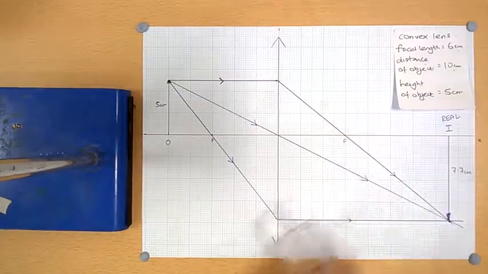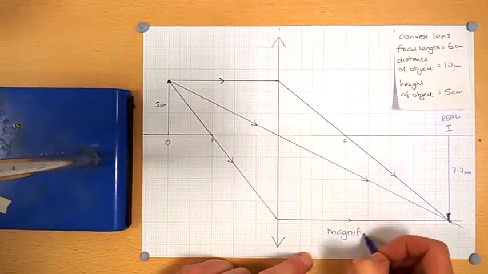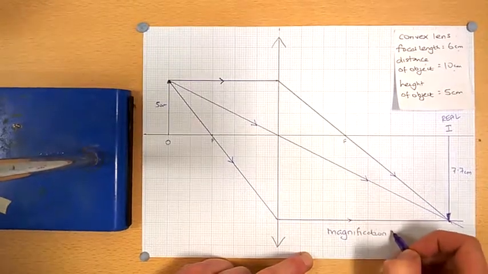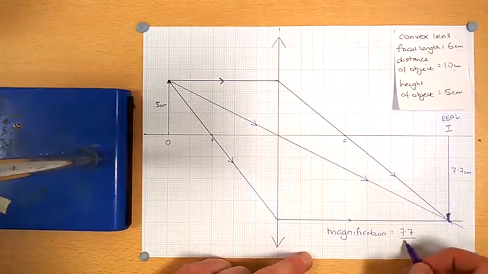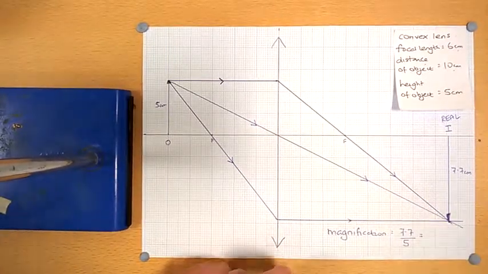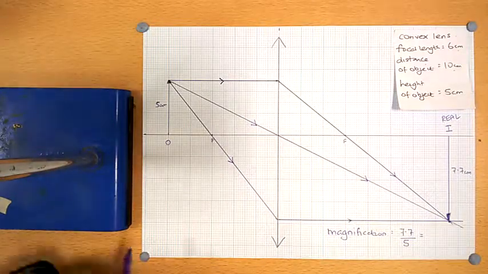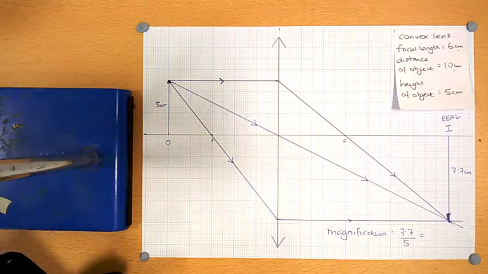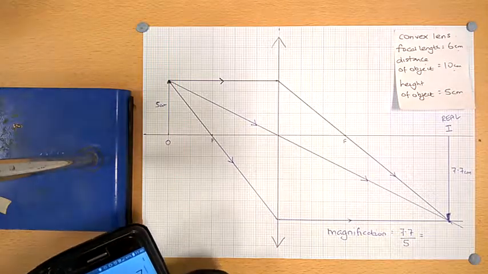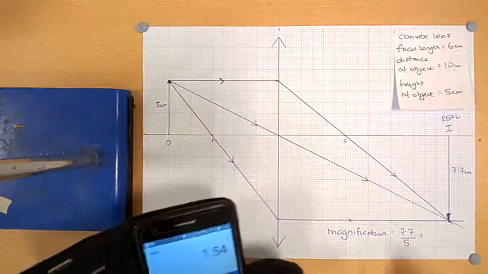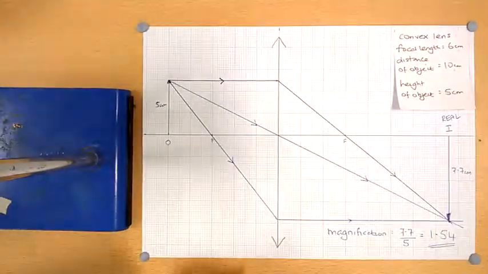7.7 centimeters. Okay, so something that you could be asked to do is to work out the magnification. Now that is simply the image height divided by the object height. So with a calculator we could just quickly do 7.7 divided by 5, and that will tell us the magnification of the lens. Okay, so calculator, 7.7 divided by 5 equals 1.54.